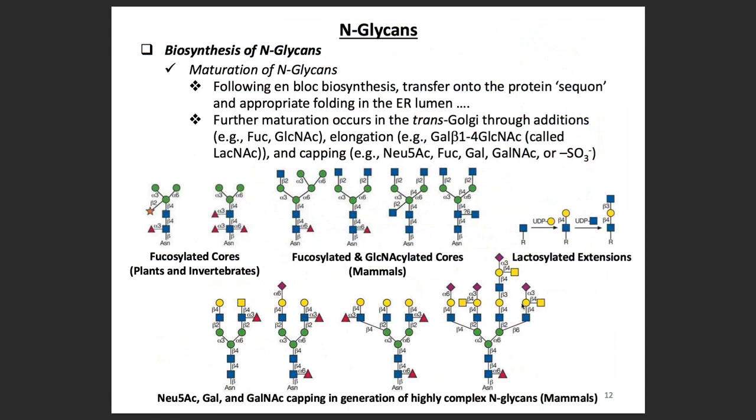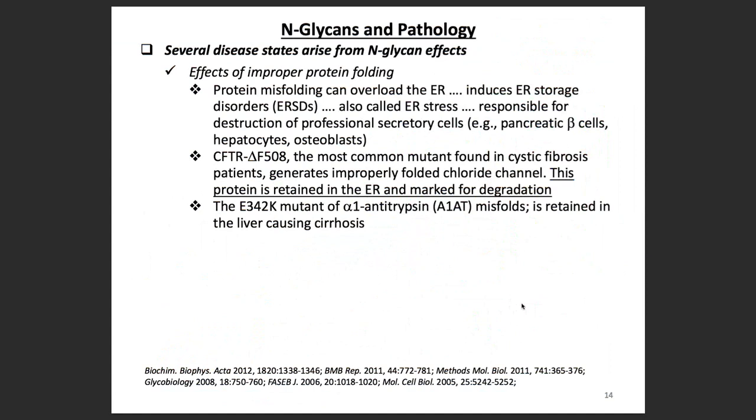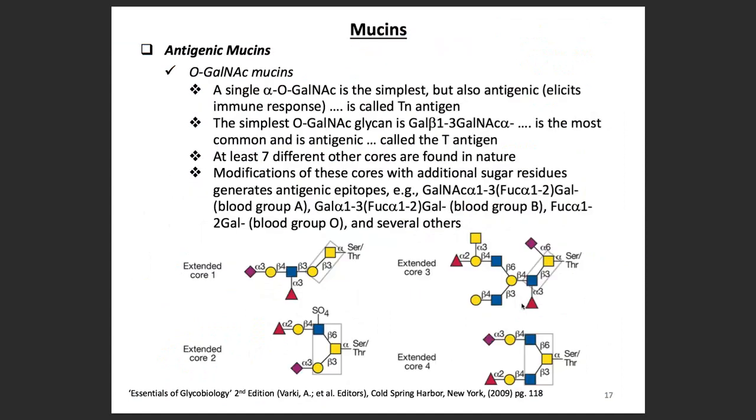And there are rules for that too, which I'm not going into details primarily because of lack of time. But in general, if the terminal residue is galactosamine, that typically is the simplest, but also generates an antigenic response. And there are several different types of antigens already well established that play a significant role in the immune system. For example, Tn antigen, or T antigen.